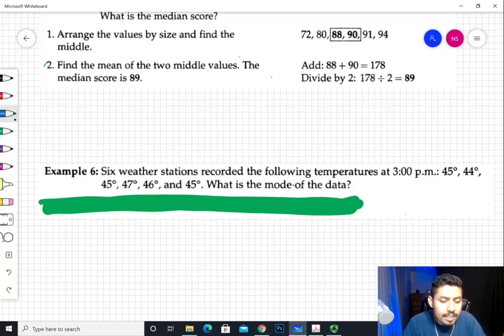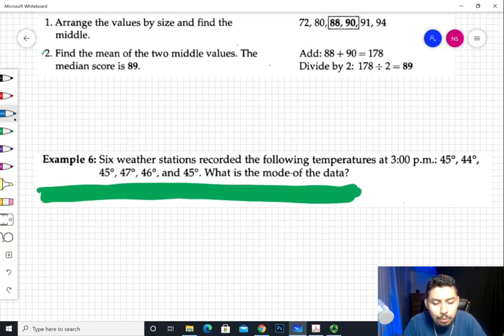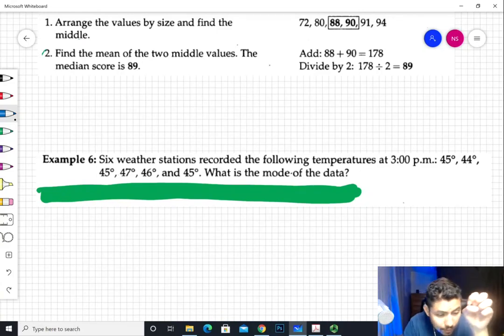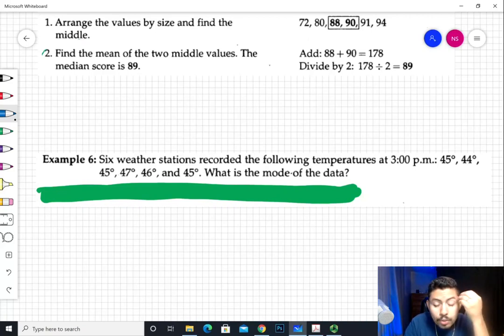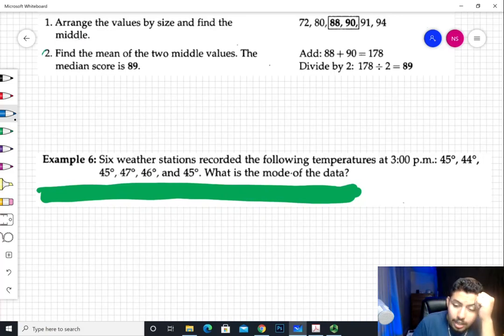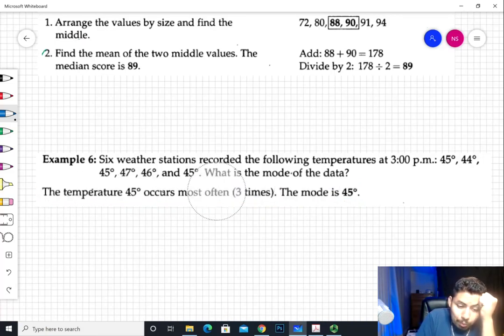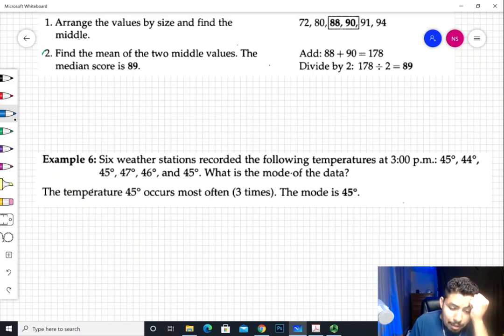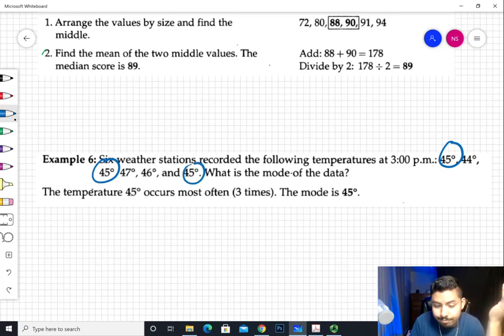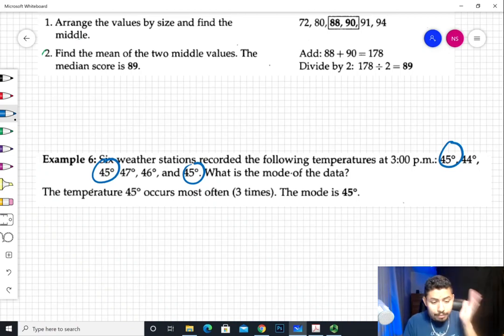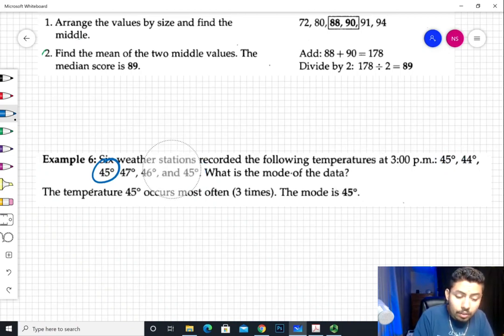question is asking. 6 weather stations recorded this following temperature at 3 p.m.: 45 degrees, 44 degrees, 45 degrees, 47 degrees, 46 degrees, and 45 degrees. Tell me, what is the mode of the data? Just find the number that pops up the most. All right? When we do that, what we see is 45 pops up 3 times. 1, 2, and 3. Yeah, the others, they don't even repeat twice. 45 is the mode. Now, what do you have to watch out for?